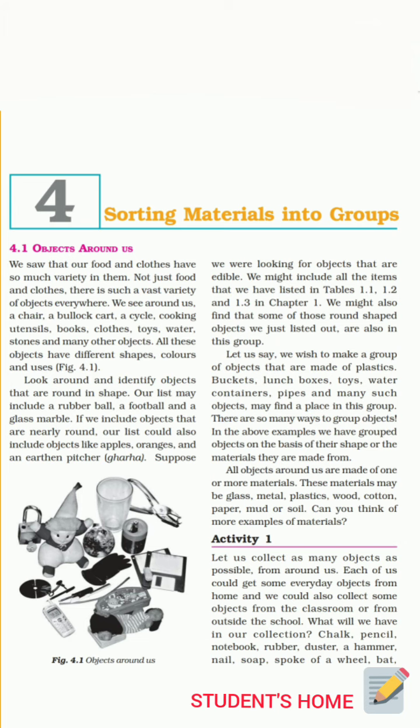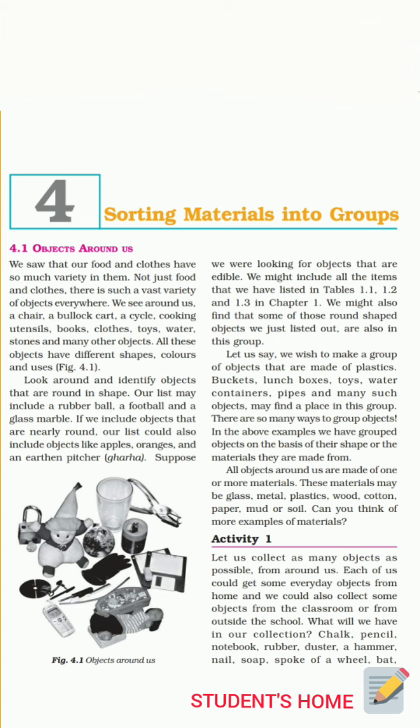Let us say we wish to make a group of objects that are made of plastics. Buckets, lunchbox, toys, water containers, pipes, and many such objects may find a place in this group. There are so many ways to group objects. In the above example, we have grouped objects on the basis of their shape or the materials they are made from. All objects around us are made up of one or more materials. These materials may be glass, metal, plastics, wood, cotton, paper, mud, or soil.